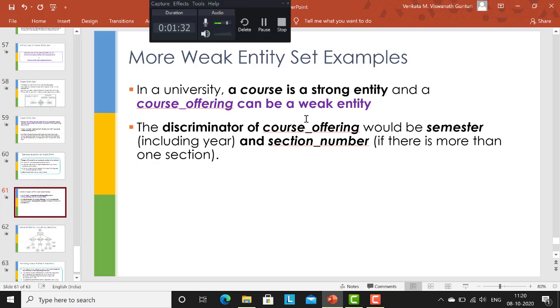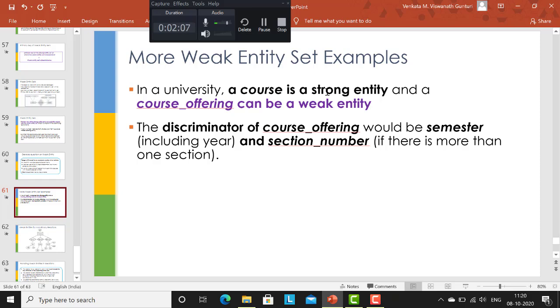Yeah, so this example is much more relevant to the IIT Ropar system. So here we have a course which is a strong entity. That means a course can be identified uniquely across the entire institute using the course ID, right? So no two departments will have the same course ID, right? Now course ID becomes a strong entity, and with the course as the supporting entity, I can define course offerings as weak entities, right?